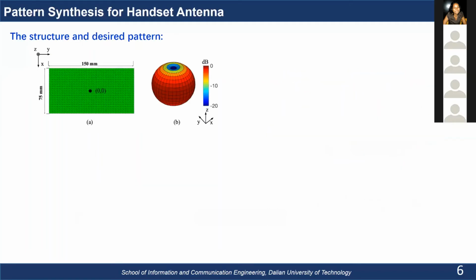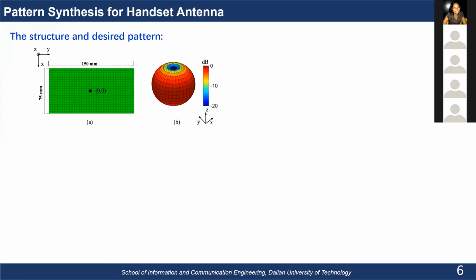I will then describe the pattern synthesis method in an example, for example, the handset antenna. This is a very simple and basic structure. So here is the structure. The structure here is just a simple 2D conducting plate whose dimension is 150 millimeter multiplied by 75 millimeter.